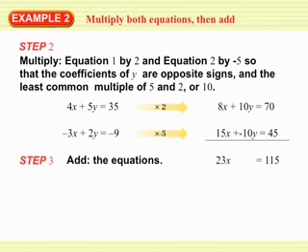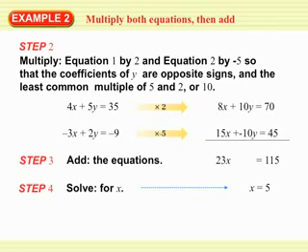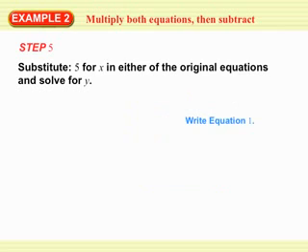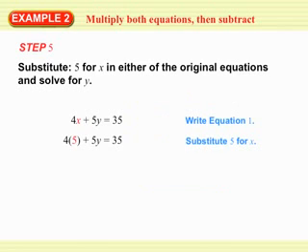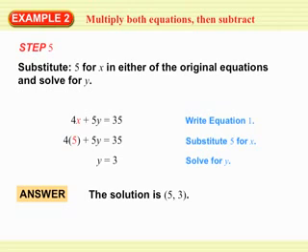When I do that, I get 23x equals 115. I'm going to solve that for x by dividing both sides of the equation by 23, and I get that x has to be 5. I take that x coordinate then, and I'll plug it back into any of my original equations. When I do that, I'll solve for y, and I'll get that y has to be 3. So the solution in this case is the point 5, 3. The x coordinate has to be 5, and the y coordinate has to be 3.